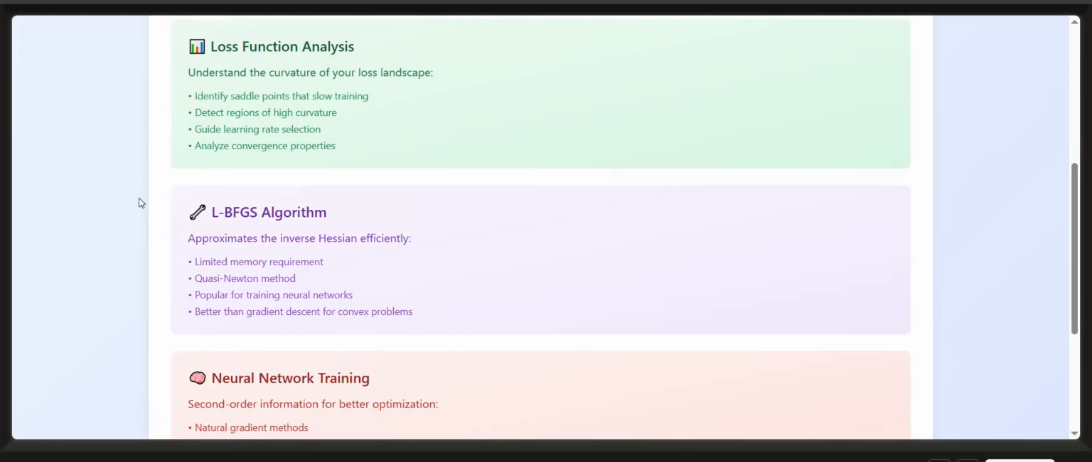If the curvature is high, we want to take smaller steps. If it is shallow, we might be able to speed things up. So analyzing the Hessian gives us clues about how the model might behave during training and how stable that training will be.